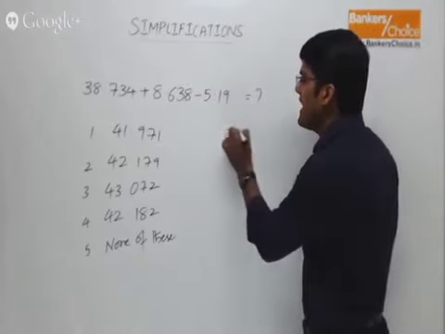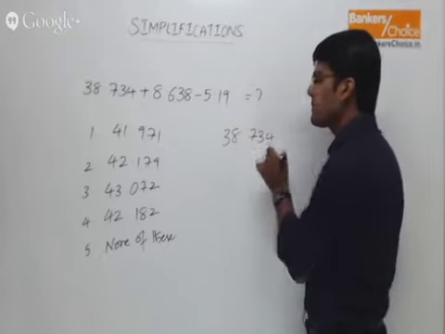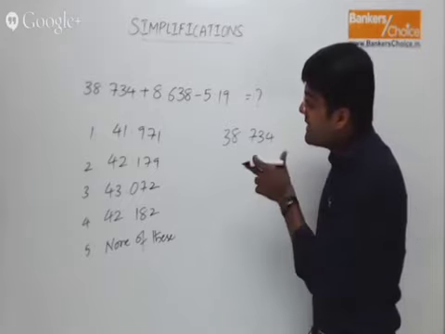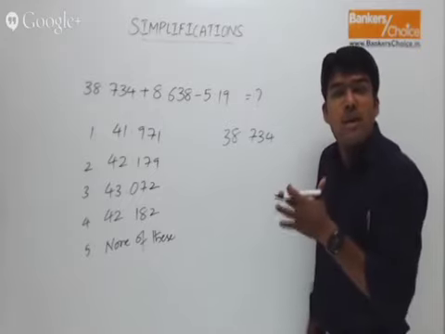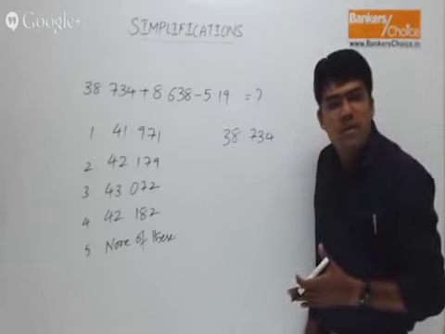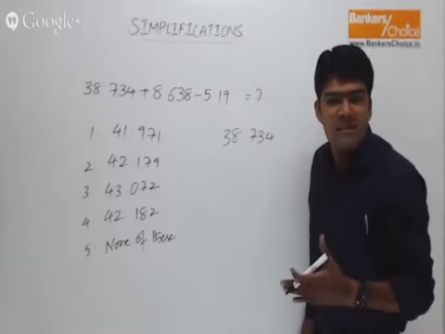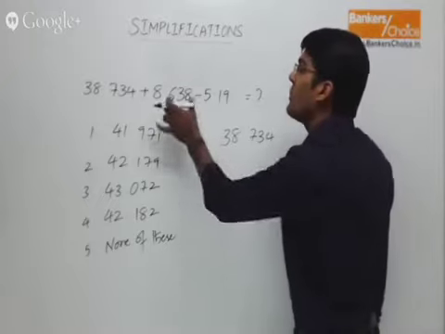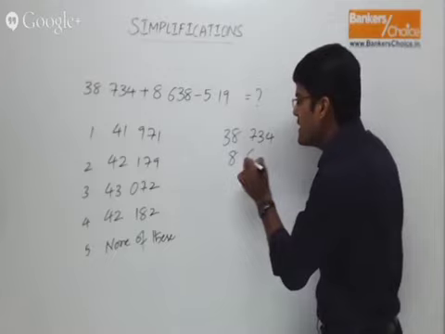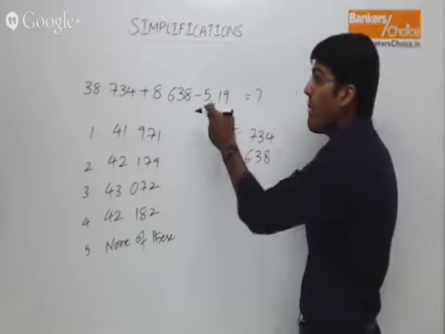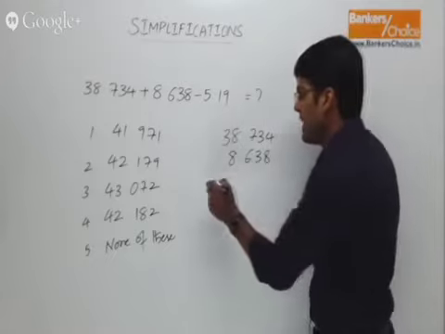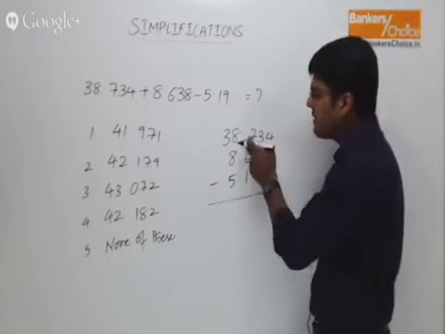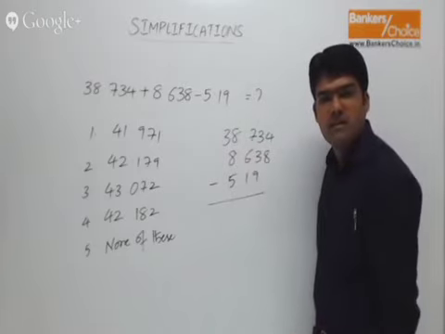So let's first look at the traditional conventional way of getting the answer. 38.734. Then the next number here is 8.638, and you know that when you are writing the numbers one upon the other, you have to write them properly. All the unit spaces have to come in one straight line. All the tens spaces have to come in a straight line, right? Here in this case, we'll have to balance the decimal point. So we write it as 8.638 minus 5.19. This has to be simplified, right? If you look at it, all the decimal points are in sync with each other, right?